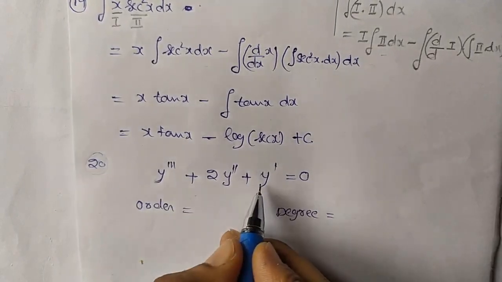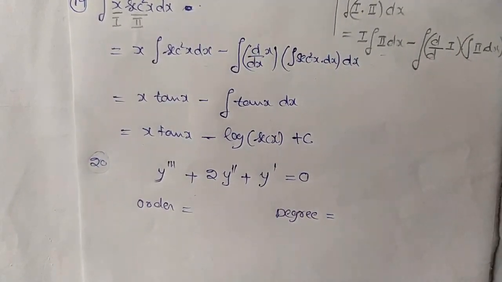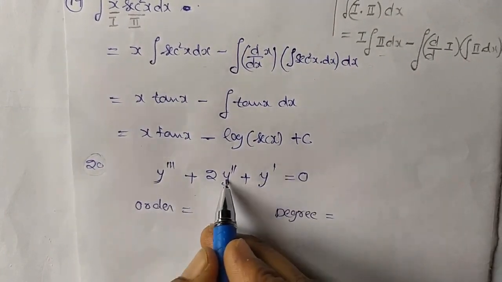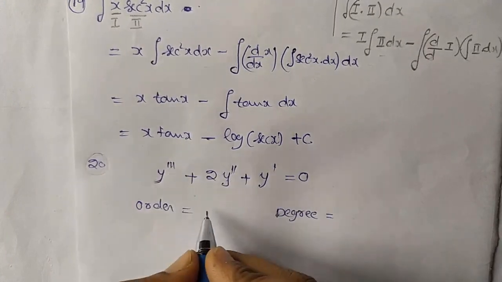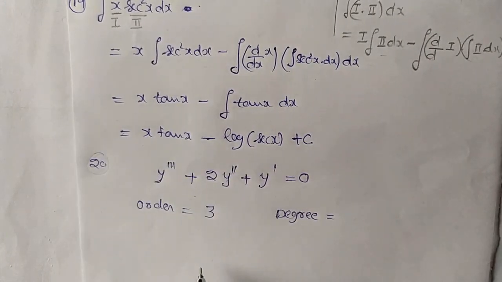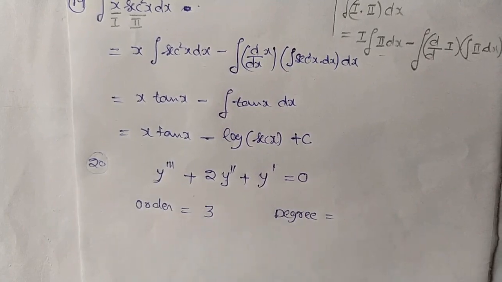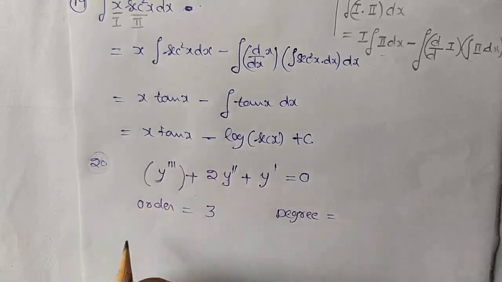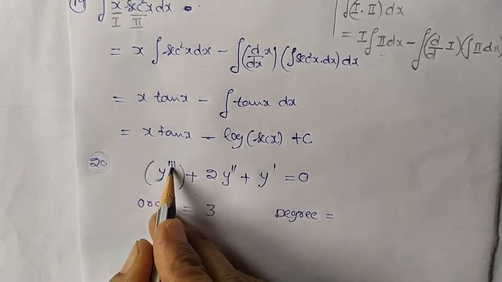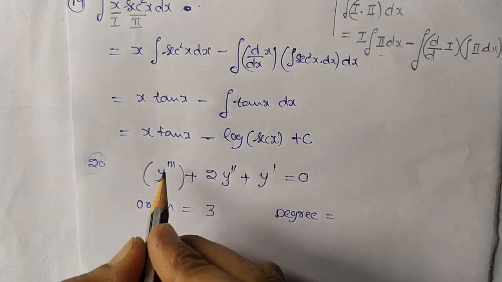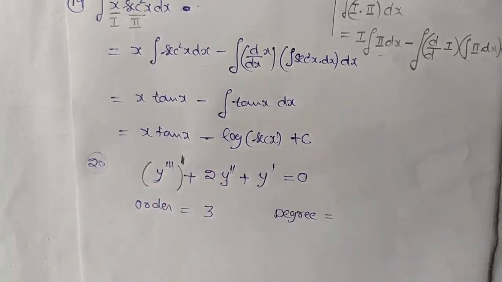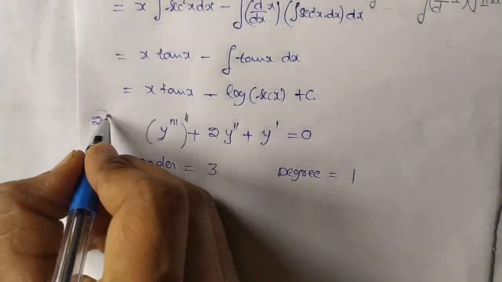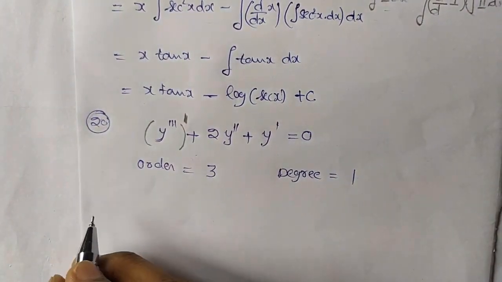Order. The highest derivative of the differential equation is called the order. So the highest derivative: it is first order, it is second order derivative, it is third order derivative. So the order is 3. Then what about the degree? How to find the degree? It is the power of the highest derivative of the differential equation. Which is the highest derivative? Y triple dash is the highest derivative. What about its power? 1. Therefore, the degree of the differential equation is 1. Hence, it is the solution for question number 20.